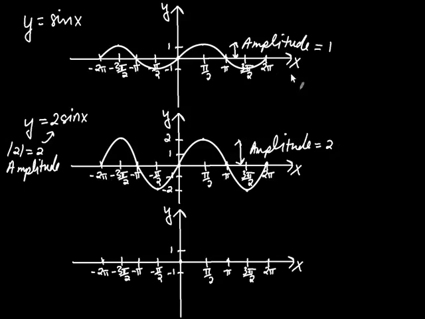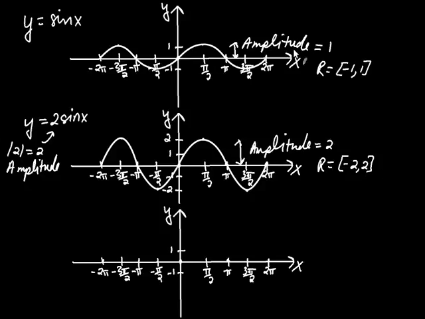Now it's worth pointing out that the range of the original function, right, the range of sine is negative 1 to 1. The y-coordinates go from negative 1 to 1. What would the range be for the second function? Well, no longer negative 1 to 1, but it would be negative 2 inclusive to positive 2.